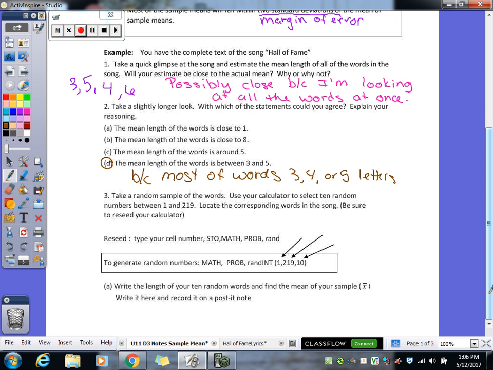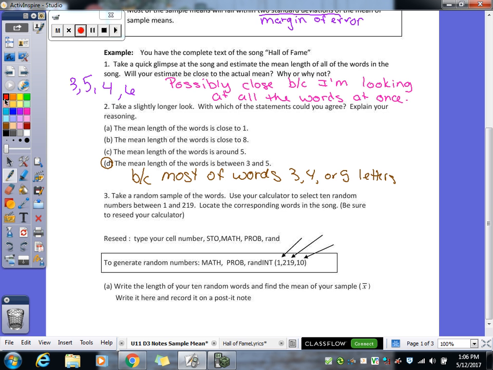So what we're going to do is take a sample of the words and then find the mean of the number of letters in each of those words. So before we can actually do that, you have to kind of scramble up your calculator again. When we go to do our random integer generator, after a while your calculators all start giving out the same exact numbers, and we don't want it to do that. So we want to jumble it up a little bit.